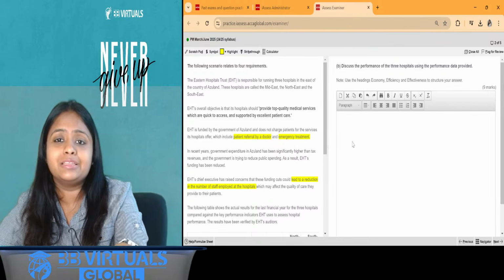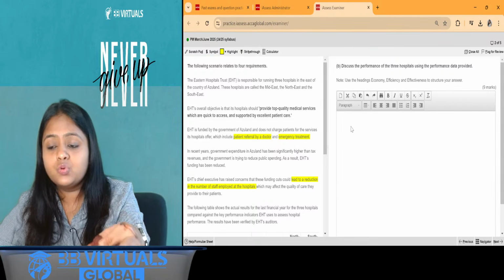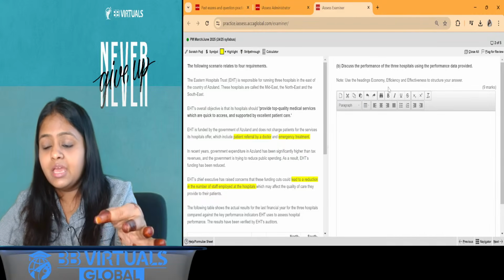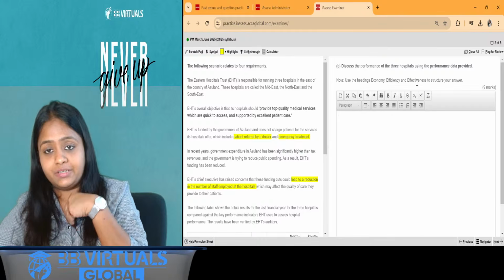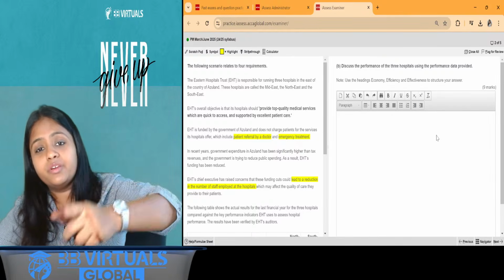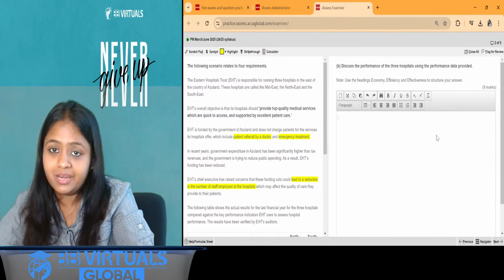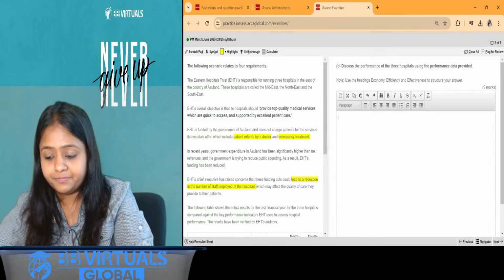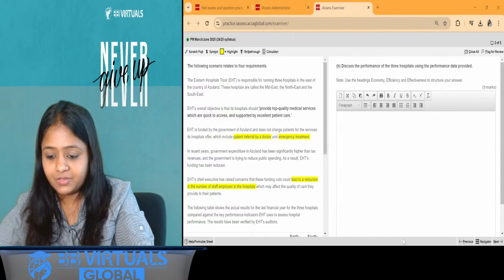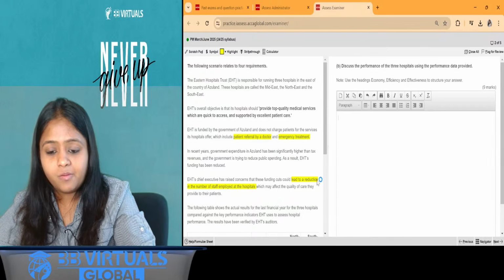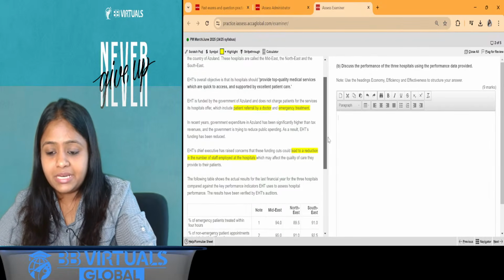Now I will read the data and I will use it to answer my question. There is a note given: use the headings economy, efficiency, and effectiveness to structure your answer. So I will write my answer revolving around these 3 headings only. Correct? So we will write with these 3 headings, each heading for 3 marks. Okay. Now let's read the data and let's answer it.